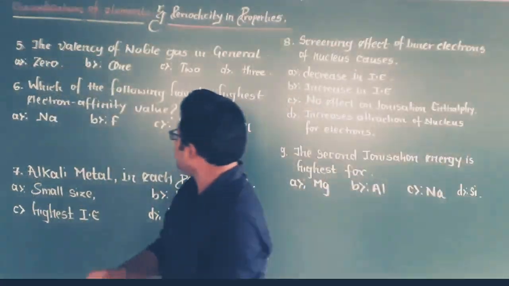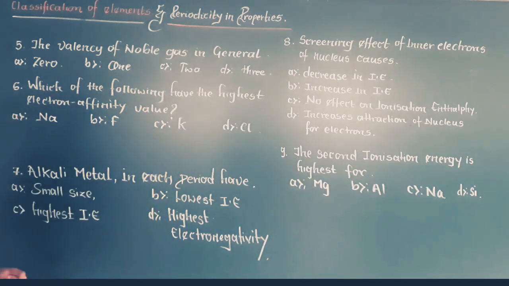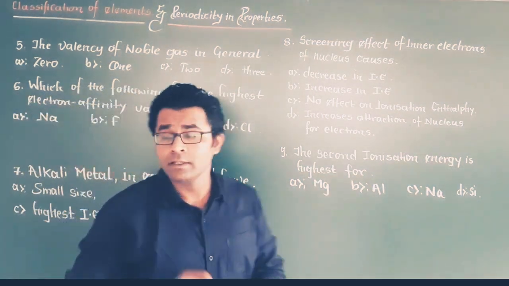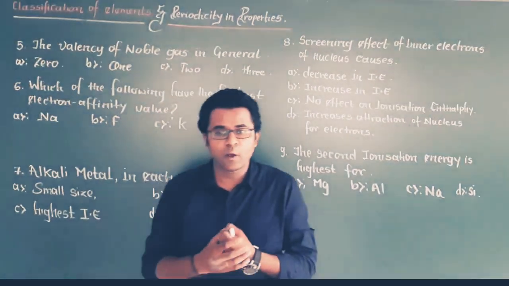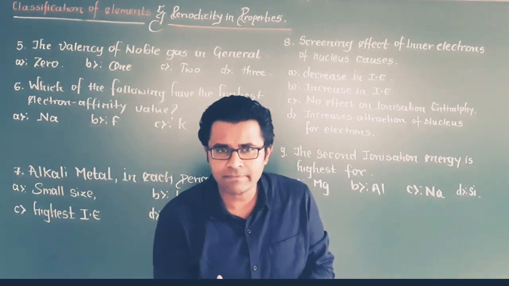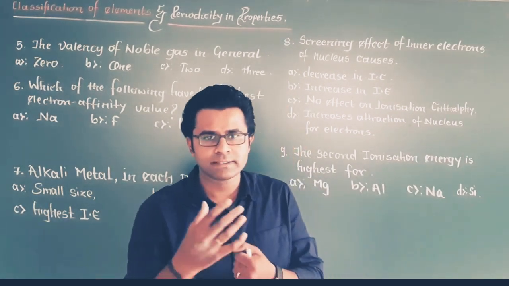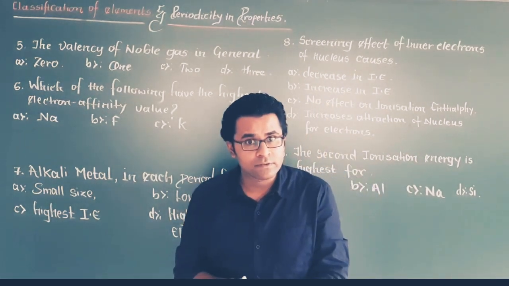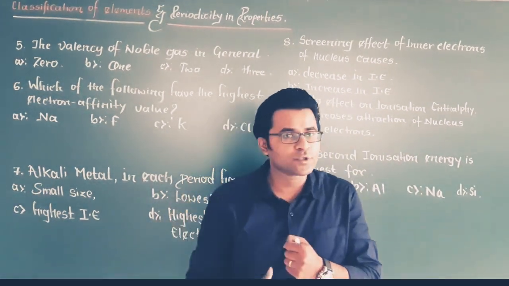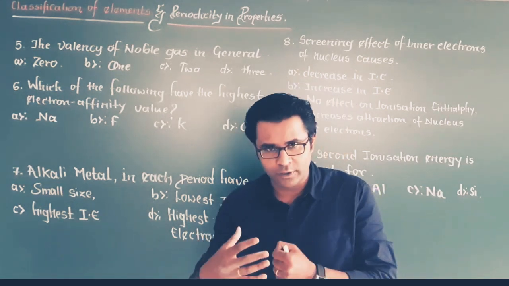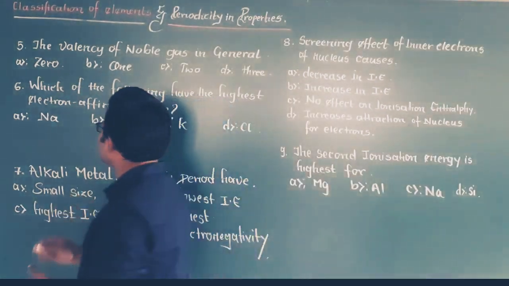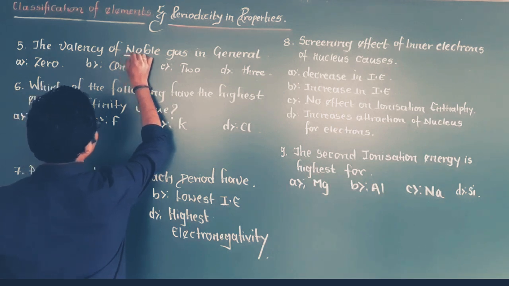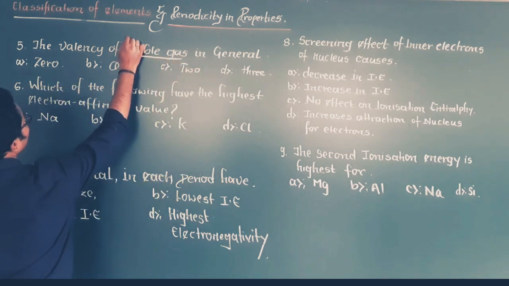Coming towards question number 5, what we have is the valency of noble gases in general. Let's try to understand. They are asking about the valency. That means what is the capacity of a particular atom to form the bond. How many bonds that particular atom can form. Now, it depends upon the valence electrons, how many outermost electrons are there, whether it's complete or not.